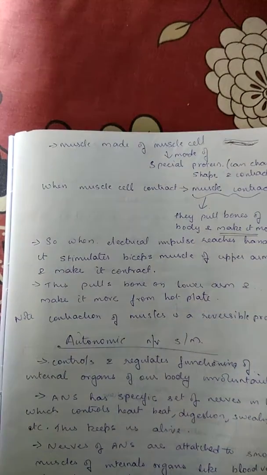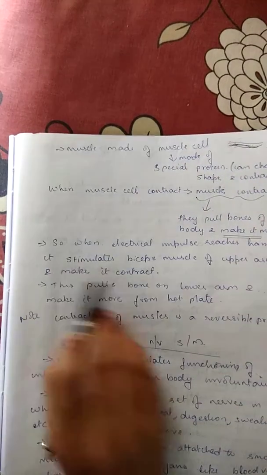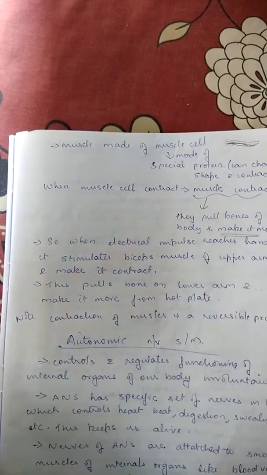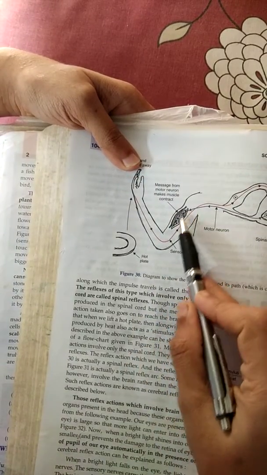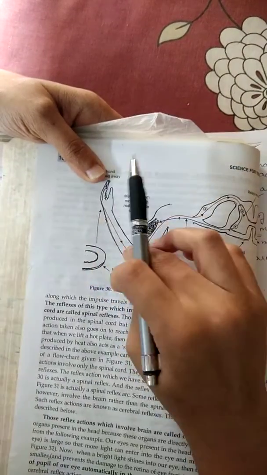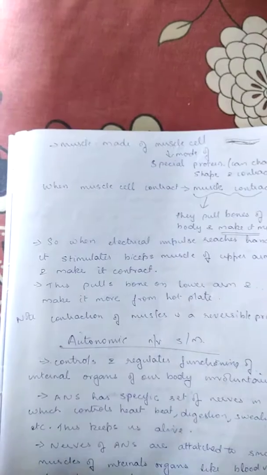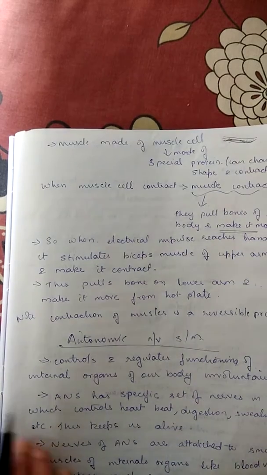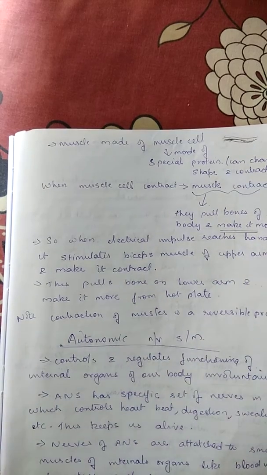So when an electrical impulse reaches the hand muscles, what happens? It stimulates the biceps of the muscles of the upper arm. Biceps means whatever muscles are there in the front portion. This is the bicep. So it triggers the biceps and the biceps contract and the bones are pulled with the biceps. Bones of the hands are pulled and the hands move away from the hot plate. That is how the muscles are able to actually respond to the messages which are coming from the spinal cord or from the brain.